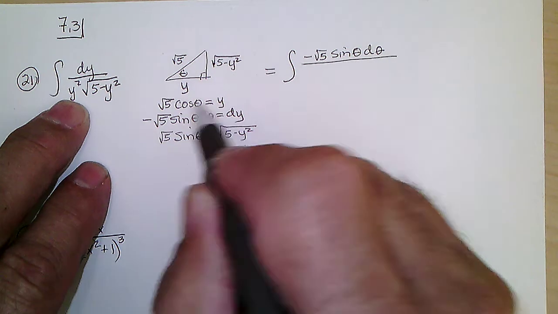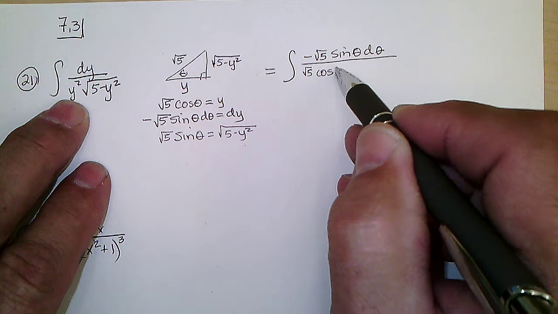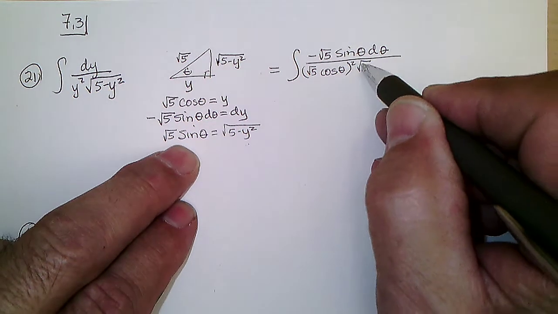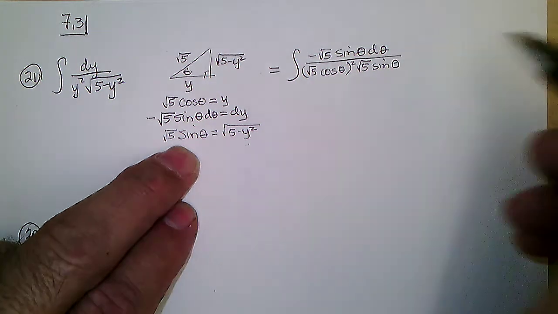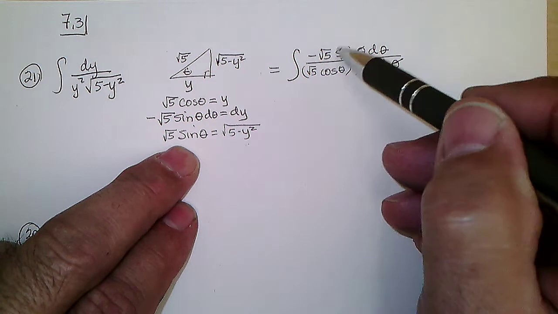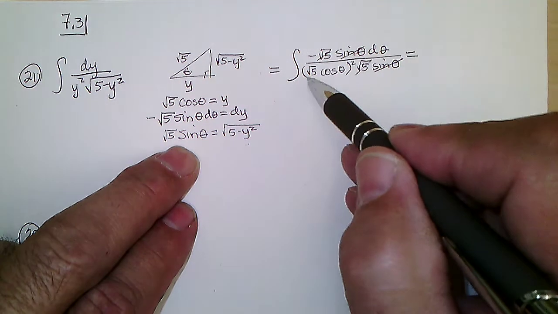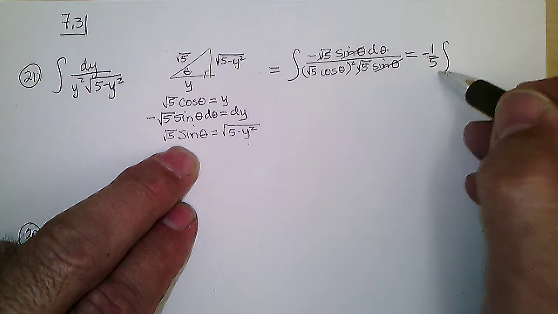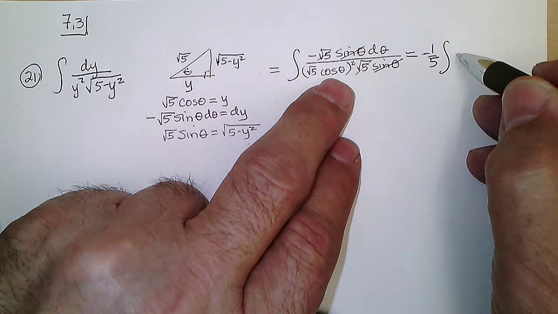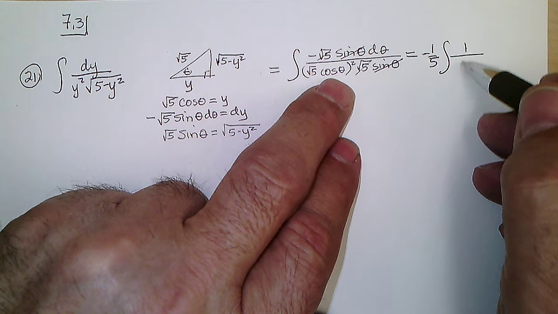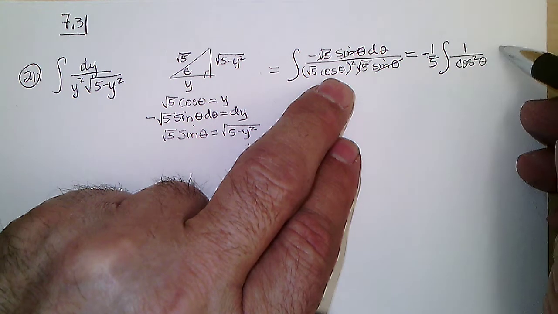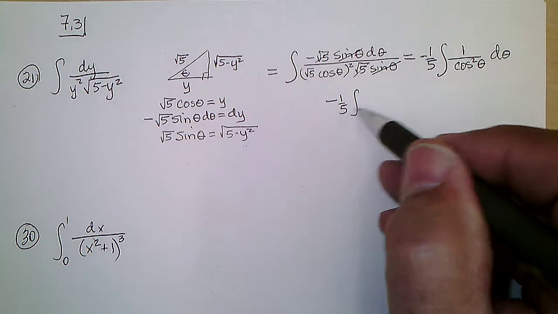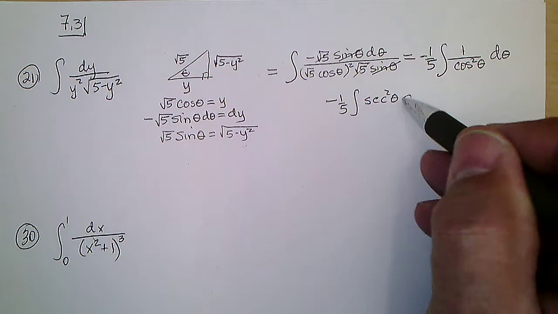The y squared becomes square root of 5 cosine theta squared. And the square root of this is square root of 5 sine theta. Sine thetas cancel, the square root of 5's cancel, and I've got a minus that'll come out, and a square root of 5 that's squared, so that's a 5 in the denominator, so I got minus 1/5 the integral of 1 over cosine squared theta d theta. And so that's minus 1/5. The 1 over cosine squared is secant squared theta d theta.